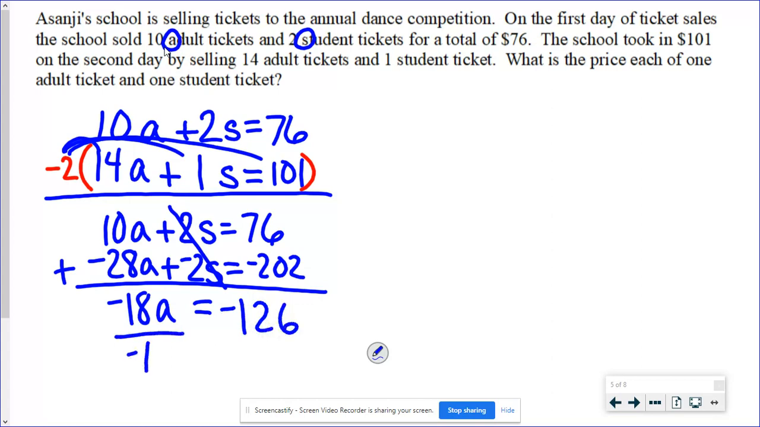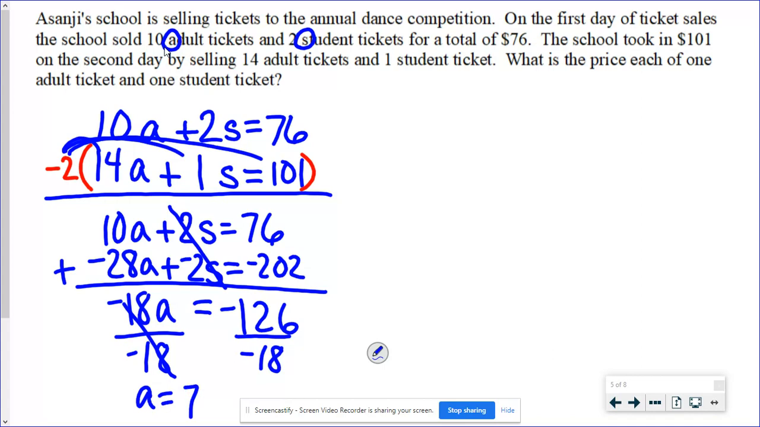And then we'll divide. Now, we need to make sure this is going to be a positive answer, right? We're talking about the cost of a ticket. We can't get a negative answer. So if you tend to make mistakes with negatives, make sure that you're very aware of that in this problem, or problems like this. When I do that division, I get that A equals 7, which means an adult ticket was $7.